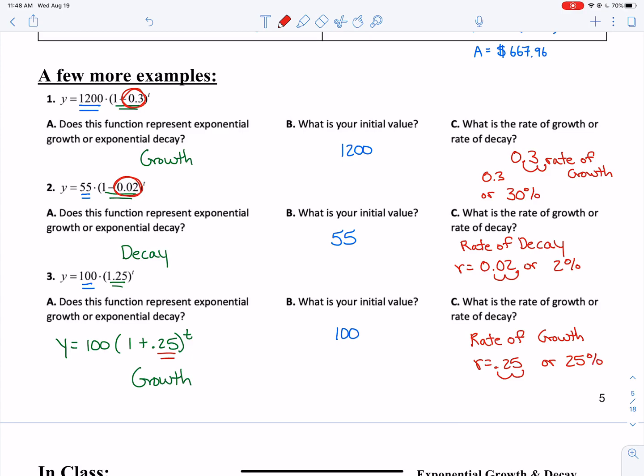So when you're talking about the rate, you might need a percentage or a decimal. So it's good to be able to go back and forth between those two. All right, so that's it for this set of notes.